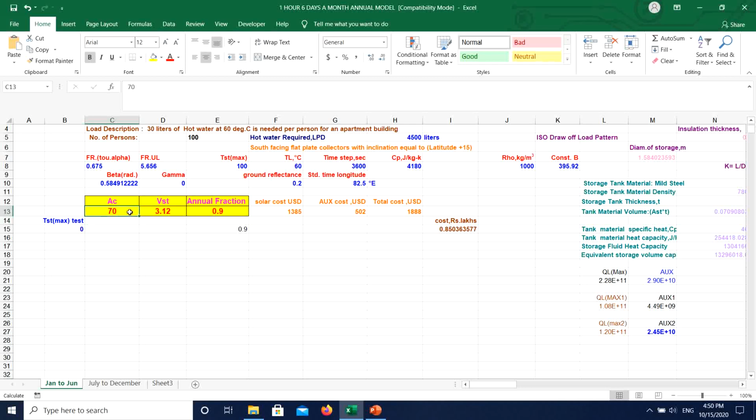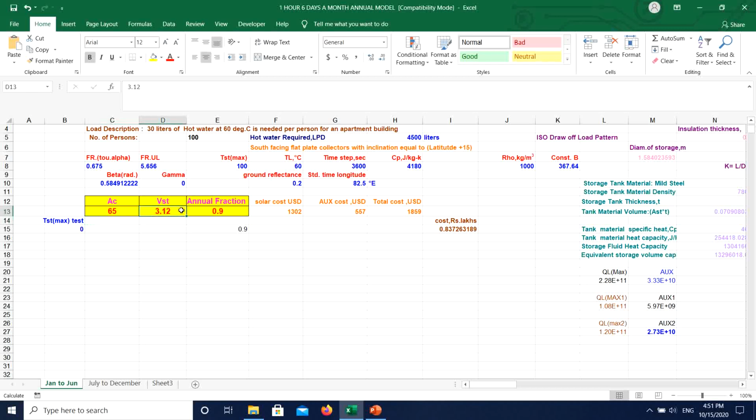But is this the minimum collector area? No, I have to ensure which is the minimum collector area. So I go on decreasing the collector area: 69. Does it show 0.9? Yeah. Then 68.9, 67.9, 66.9, 65.9, 64.8. So 65 is the minimum collector area which gives me annual solar fraction 0.9.